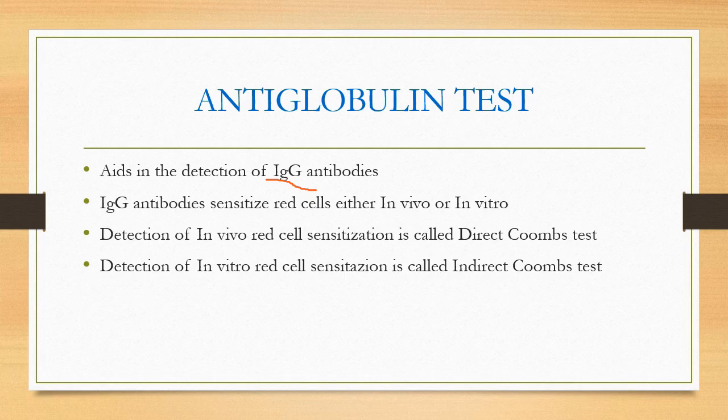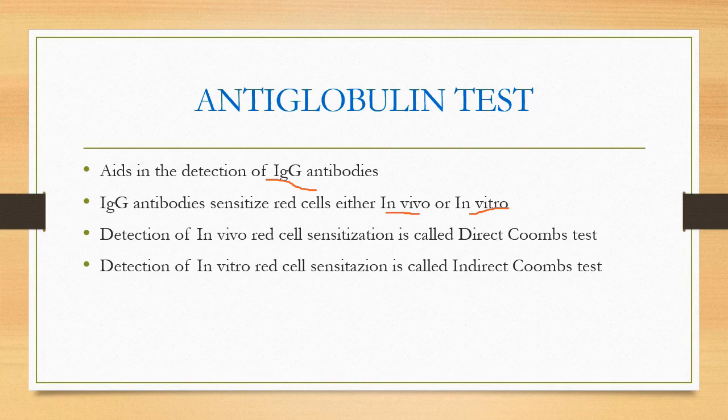IgG antibodies will sensitize red cells either in vivo, or the red cells can be sensitized in vitro. When we talk about in vivo sensitization, we mean that the red blood cells are sensitized within the peripheral circulation. In vitro sensitization, on the other hand, refers to where these red cells are sensitized with the antibodies on the bench when we are performing our routine antigen antibody test. So the Coombs test will enable us to detect red cells that are either in vivo sensitized, or we can sensitize our cells in vitro and then check for sensitization.